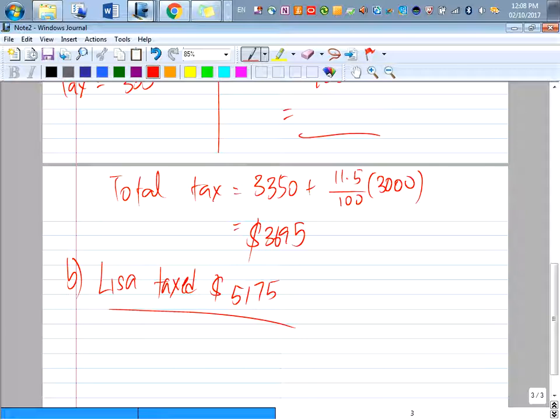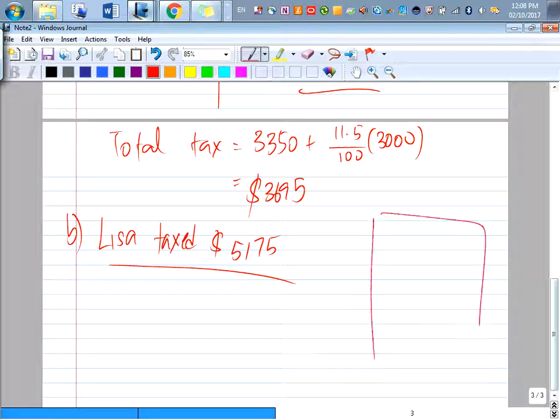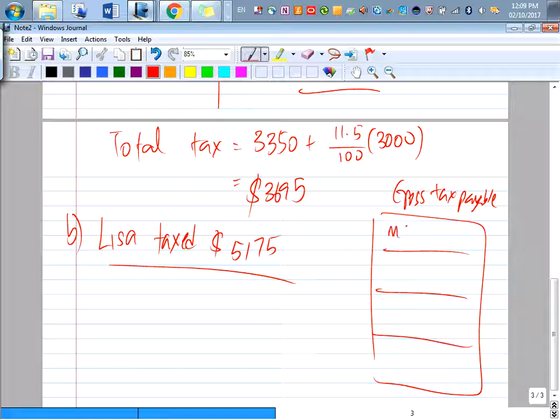Why? Because the tax is so much. Yes, we should be looking at the sum, the last column, gross tax payable. We have 4 different tiers. The maximum is $200. Maximum is 550. And the last one, the maximum you will be taxed is 7950. So based on this, I know that 5175 will fall in the fourth tier.